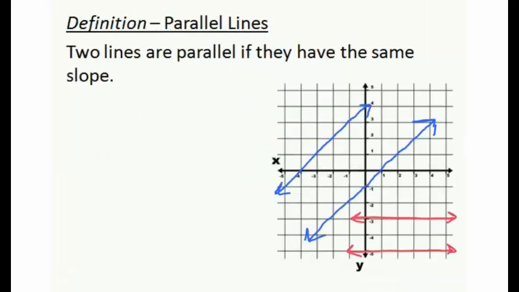We say that 2 lines are parallel if they have the same value for their slope. I've drawn 2 examples down here at the right. Our blue lines are going to have some kind of positive slope, and their slopes are going to be equal. Also, these red lines are parallel. Since they're both horizontal lines, they both have slope equal to 0.